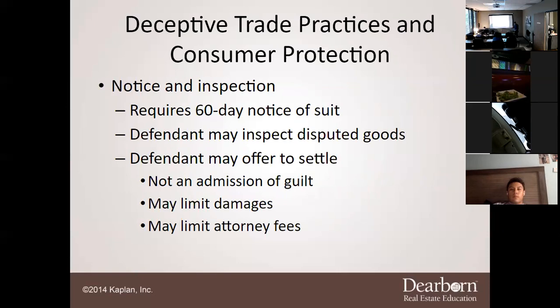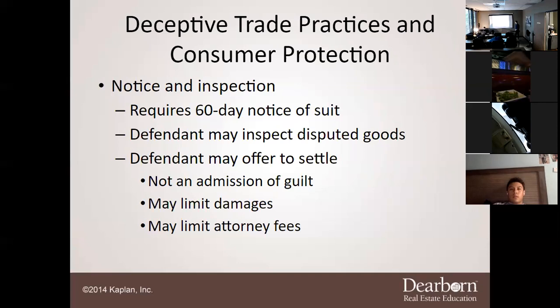All right, notice of inspection. So inspection requires a 60-day notice of suit, and the defendant may inspect disputed goods. The defendant may offer to settle, and it's not an admission of guilt. It may limit damages, and it may limit attorney fees.